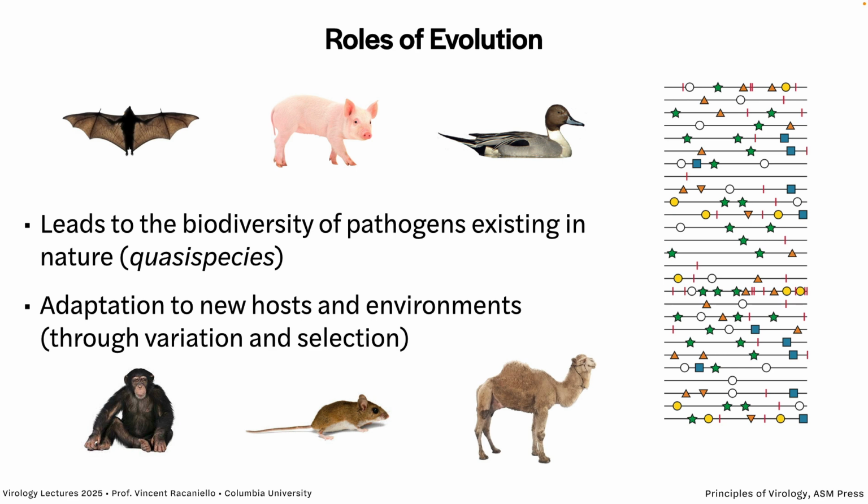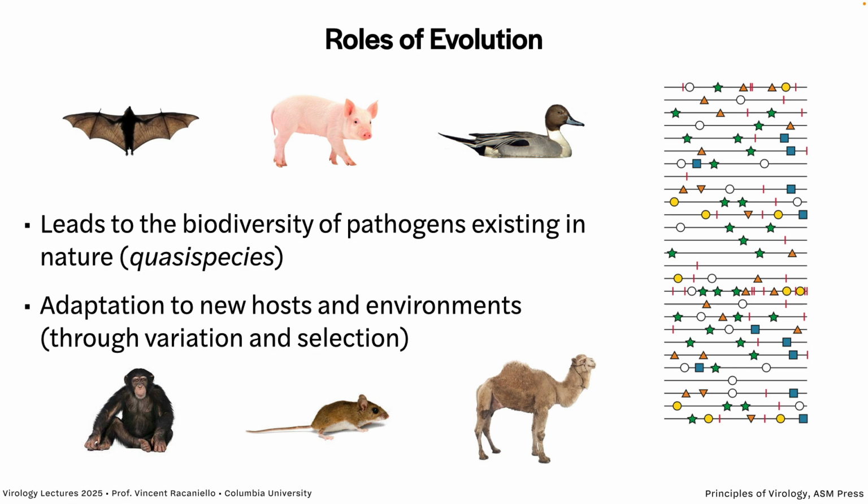All right, so evolution plays a big role in viruses spilling over from animals into humans, right? In the animal, the viruses exist as a quasi-species. So every species of animal is infected with many different kinds of viruses, just like we are. And they exist as a quasi-species, right?